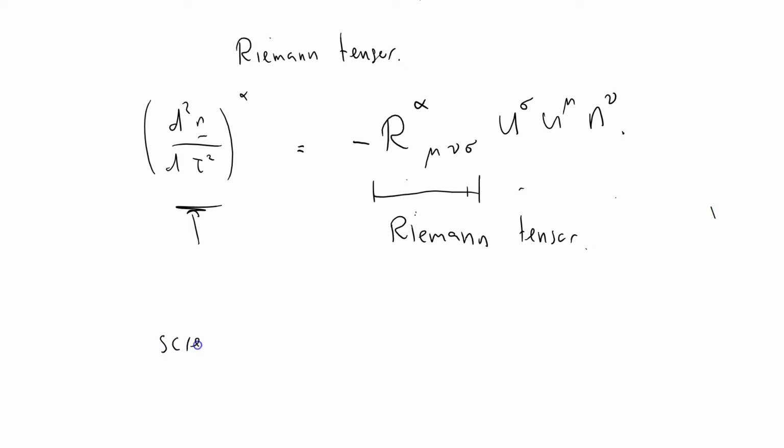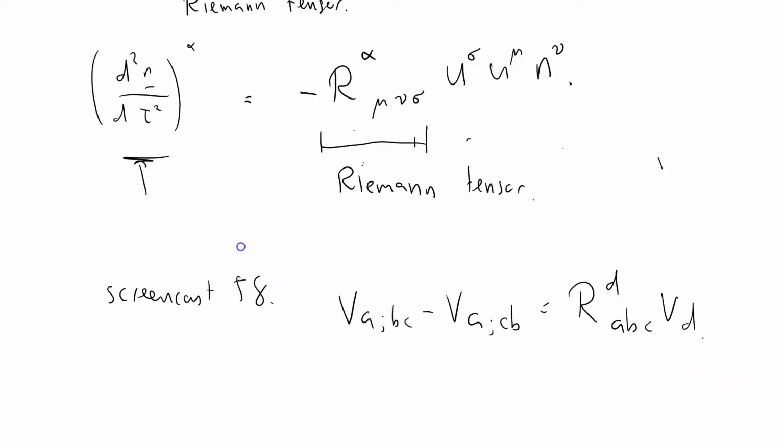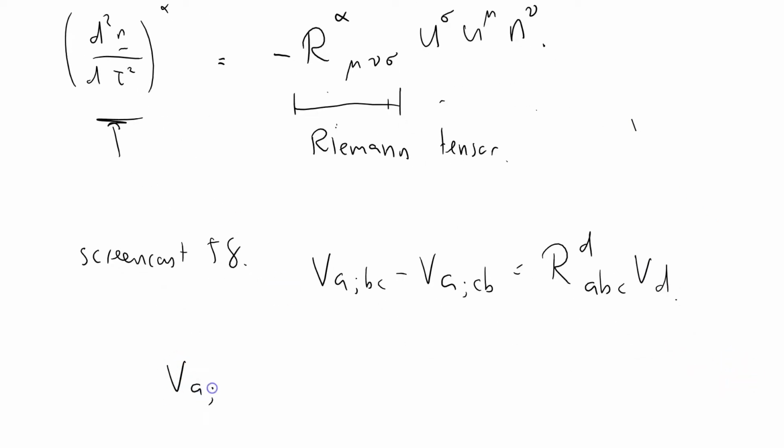If you cast your mind back to screencast 58, a long time ago now, I wrote the following equation down. I had V^A;BC minus V^A;CB equals R^D_ABC V^D. And you'll remember that V^A;B was the covariant derivative, which was equal to ∂V^A/∂X^B minus Christoffel Γ^C_AB V^C, I think. Yeah, that's right.